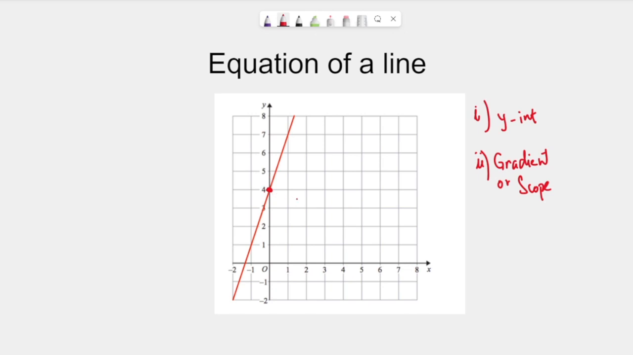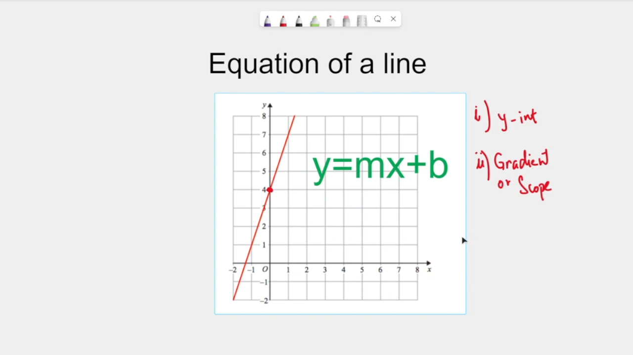Once you know these two things, you can substitute both these values into this equation. This is how we write the equation of a line in slope-intercept form: y equals mx plus b. So this will remain the same, this will remain the same. We have to substitute these two, where m is your slope or gradient and b is your y-intercept. So let's see how we'll do it with the first question.